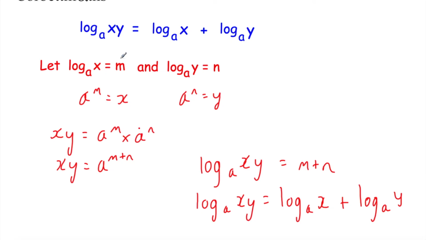And at the very beginning, we let m be equal to log to base a of x. So we replace that. And n was equal to log to base a of y. So then that's it. We've just proved the first law of logarithms. Okay, let's have a look at our next one.